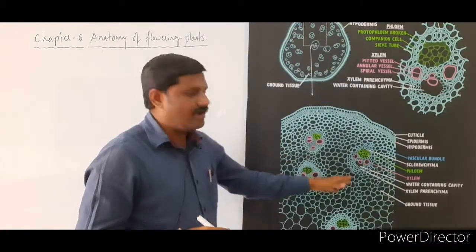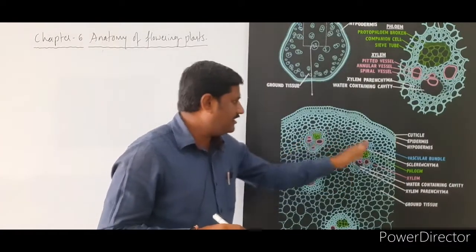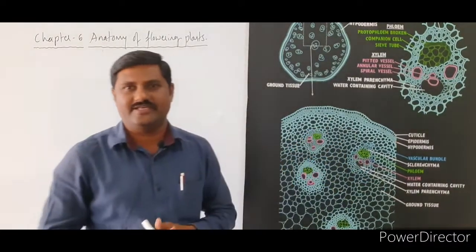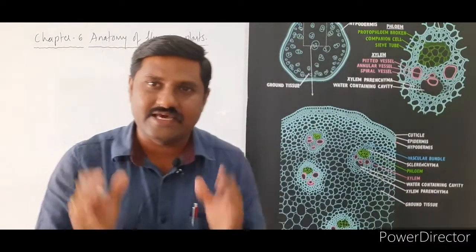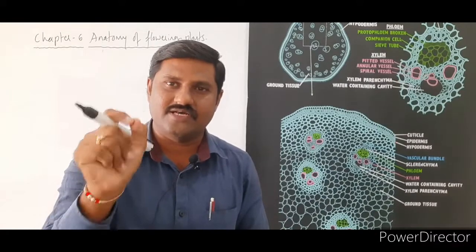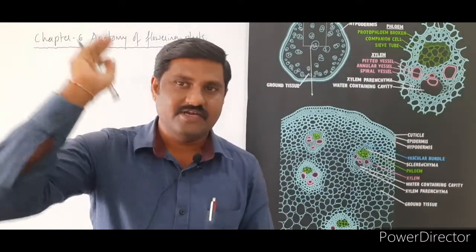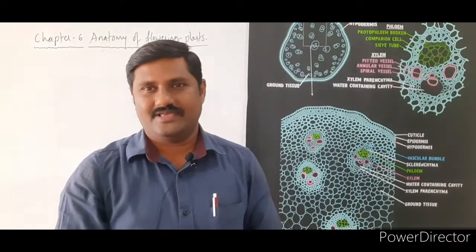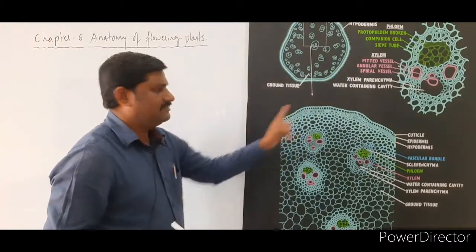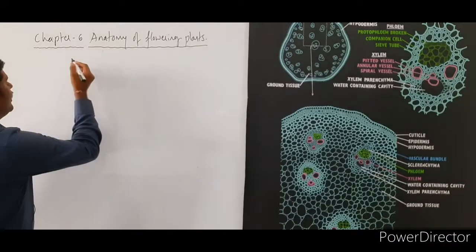Then in the ground tissue you will find the vascular bundles, which are scattered over here. They are not regularly arranged, as opposed to the circularly arranged vascular bundles seen in the dicot stem. Is it very clear? Right? So now, let us start with this monocot stem.